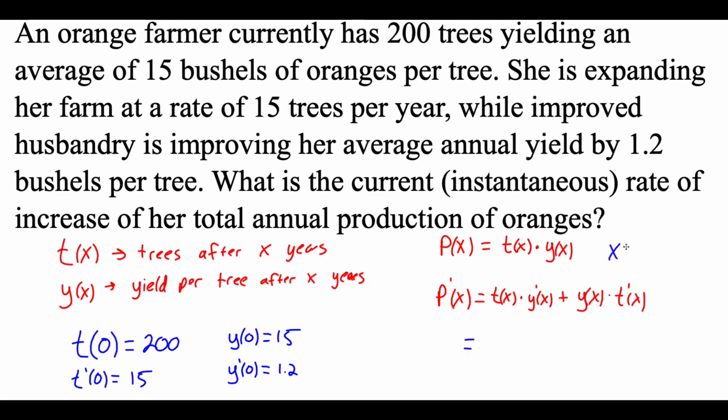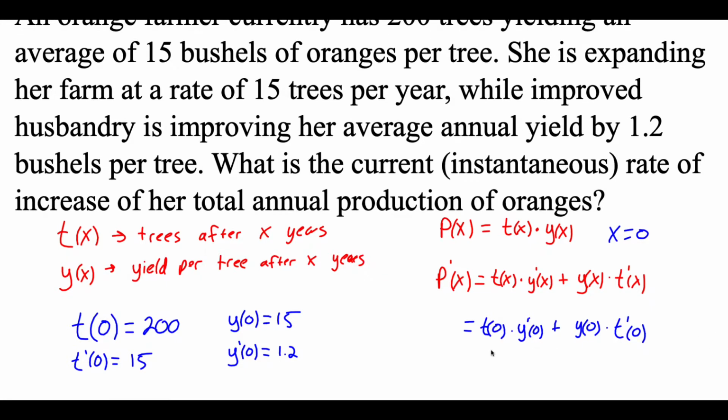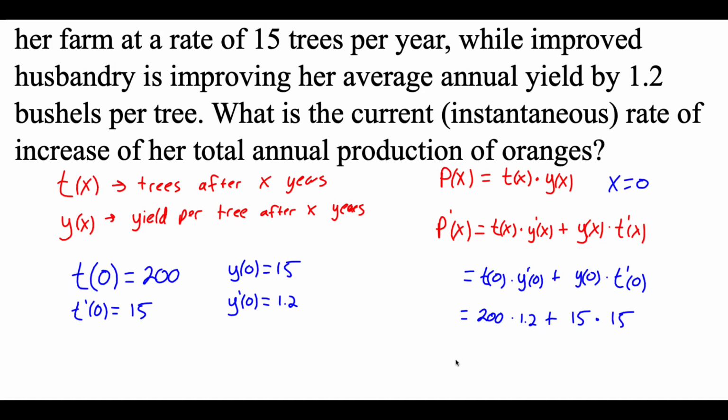Now we're going to be looking at this x value of 0. We're thinking about this year right now. So we're going to have to do t of 0 times y prime of 0 plus y of 0 times t prime of 0. So filling in those values that we just talked about, t of 0 is 200 times y prime of 0 is 1.2 plus y of 0 was 15 times t prime of 0 was also 15. So doing a little multiplying and adding, we end up getting 465. So the rate we're looking for is 465 bushels of oranges per year.